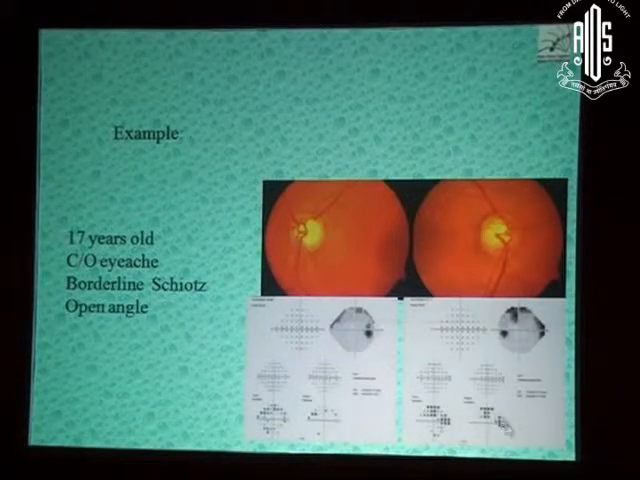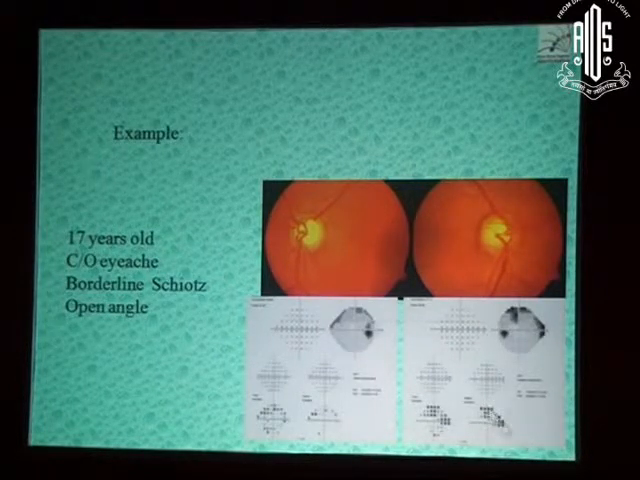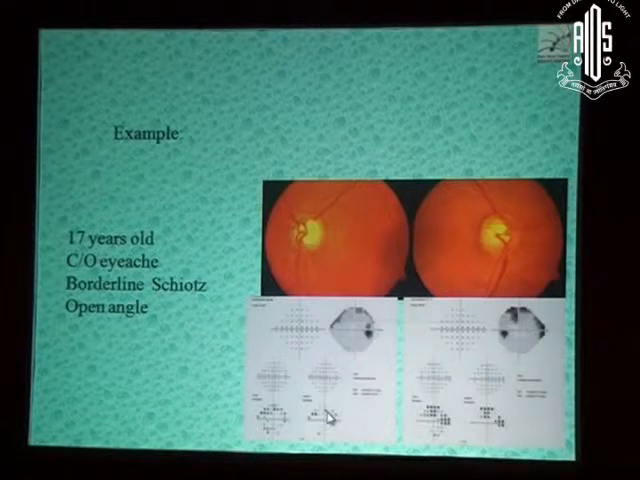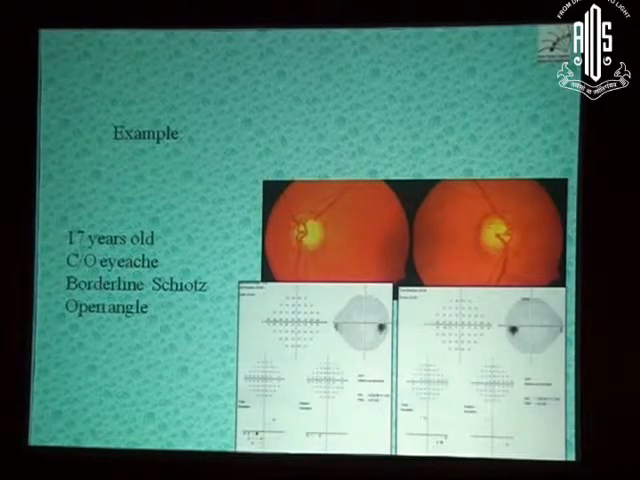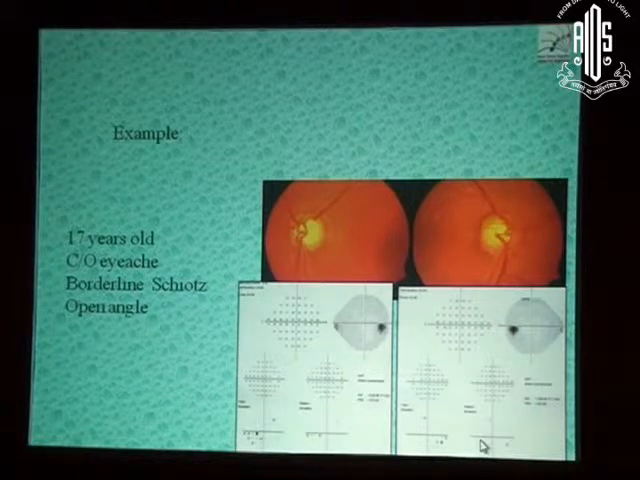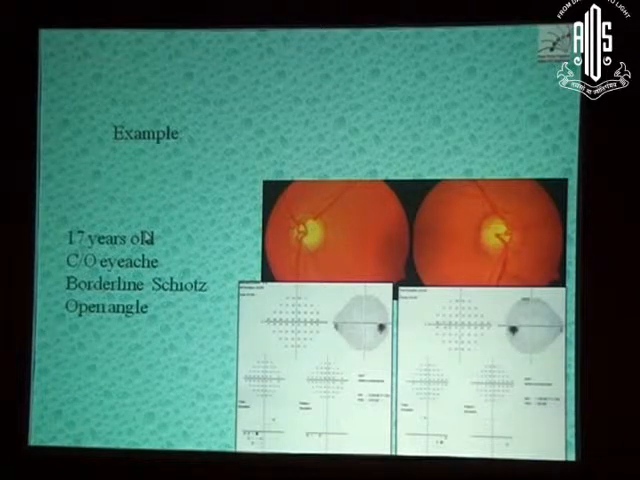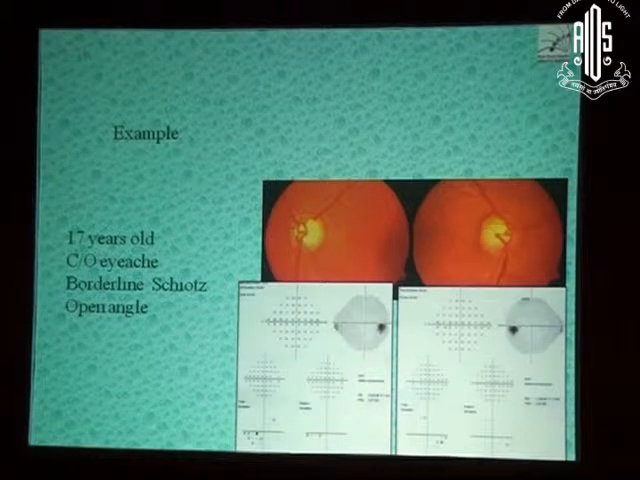Now we'll mostly concentrate on the pattern deviation probability plot to find out whether there is any localized defect or not. You can see this defect also. These are likely to be significant. So will you treat these patients? To correlate all these things, I will just repeat this test. In the repeat test, I found an almost normal field. If you think about it, for a 17 year old patient, how will he develop glaucoma? He doesn't have any family history of glaucoma. And in case of an open angle, this patient should not have eye ache. Even if these patients have glaucoma, they should not have eye ache at a borderline stage.